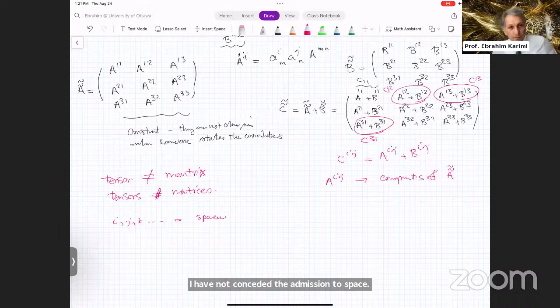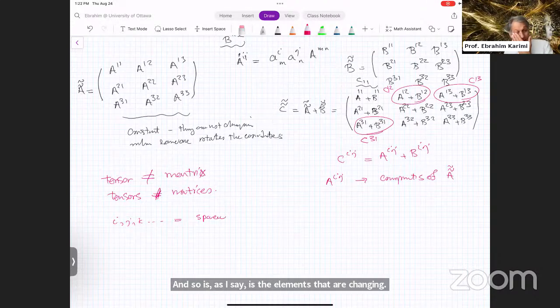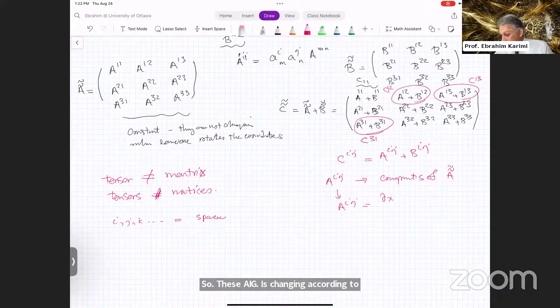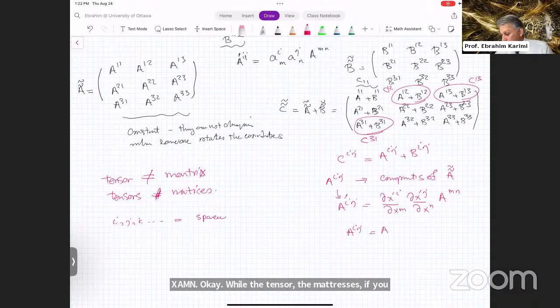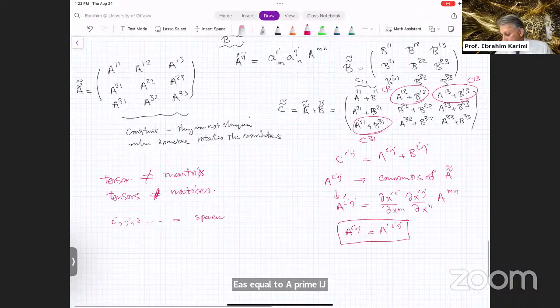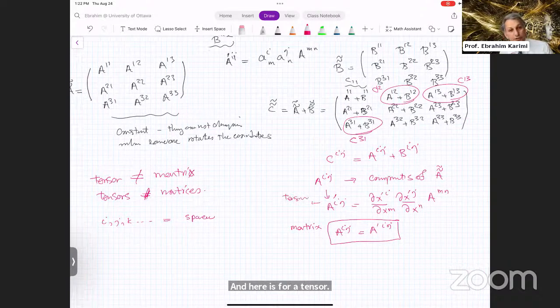When is a tensor equal to a matrix? Never. As I say, for a tensor the components change according to the cosine rule. So this Aij changes as A prime ij equals the cosines of x prime i with xm and x prime j with xn, times Amn. While for a matrix, Aij is equal to A prime ij. This is for a matrix, and here is for a tensor. Upon rotation, one of them does not change.